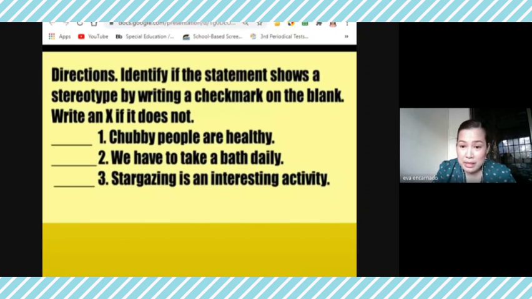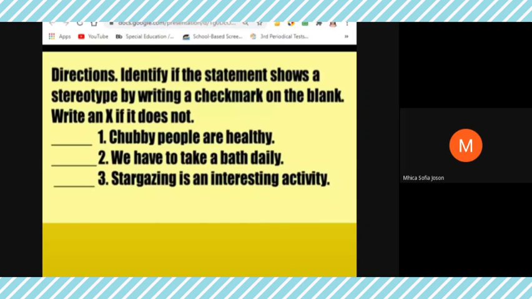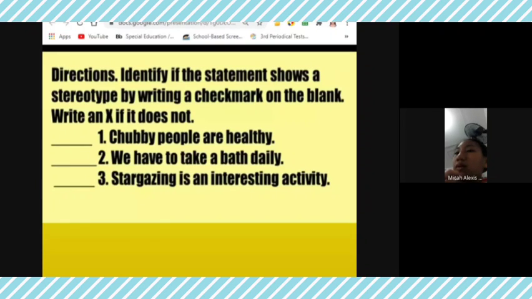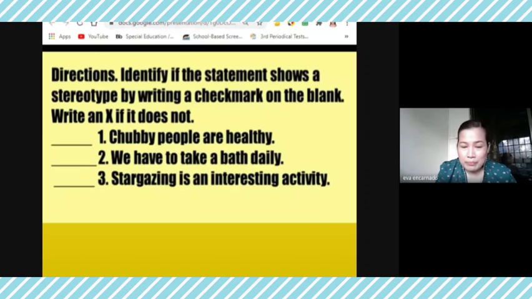Number 1 daw, chubby people are healthy. Do you agree? Is it a stereotype? Opo. Bakit? Bakit siya stereotype? Kasi po hindi naman po lahat po ng mataba healthy. Pwede po may sakit po sila. O kaya ano po, hindi po healthy yung kinakain nila. Exactly. Okay. So, pag chubby ka, kain ka ng kain, kahit hindi healthy, kinakain mo, kaya ka tumaba. So, doesn't mean na you're healthy. Meron namang mapapayat, they are healthy. So, that is check. Number 1, check.